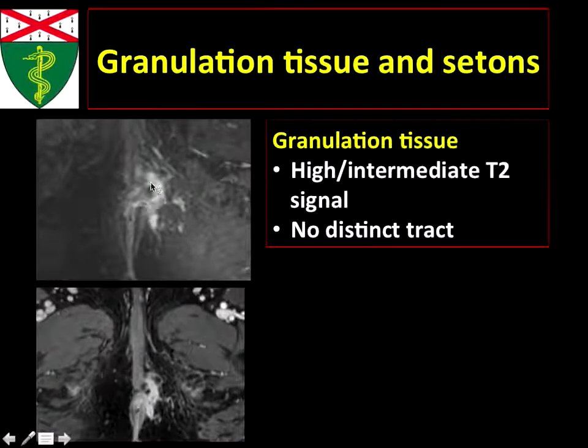I do see bright signal, but it's certainly not as bright as I would expect fluid in, say, the bladder to be. So there's no discrete fluid in this, and there's no tract that I can see that's rim enhancing. If I see something like this, I'd say there's a perianal fistula at this mucosal opening, at this distance from the anal verge, but it doesn't contain fluid, it contains more granulation material. That's important for them to know about because they can't really do much if it doesn't contain fluid.